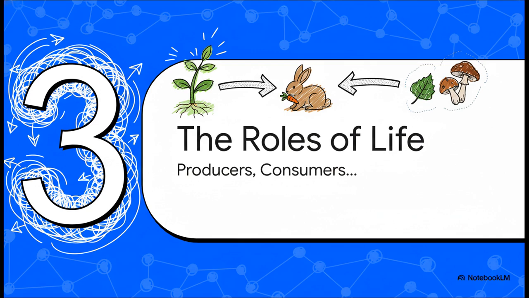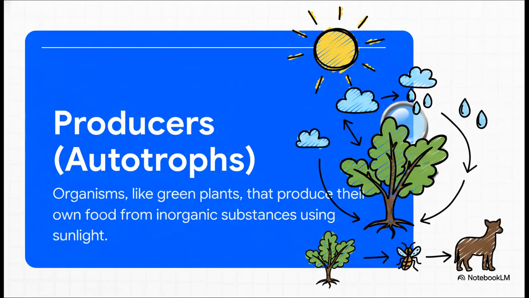Now let's focus on the biotic, or the living components. Based on how they get their food and energy, we can divide all living organisms into three main groups: producers, consumers, and decomposers. First, let's talk about the producers. They are also called autotrophs. Auto means self, and troph means food. So these are the organisms that can produce their own food. All the green plants and some bacteria are producers. They use sunlight, water, and carbon dioxide to make their food through a process you all know, photosynthesis. They are the foundation of every single ecosystem.